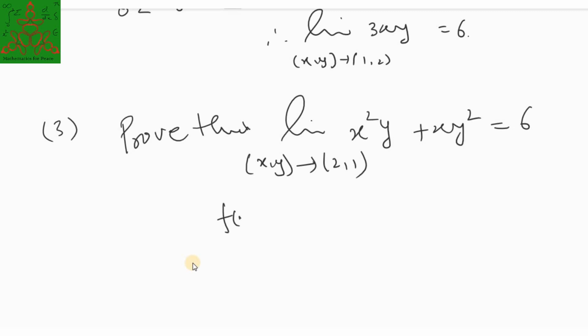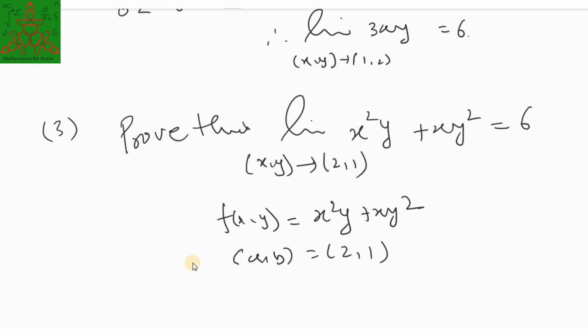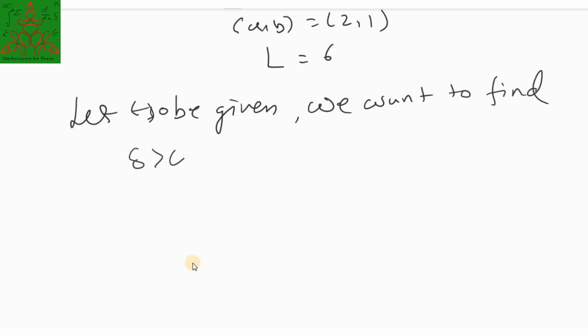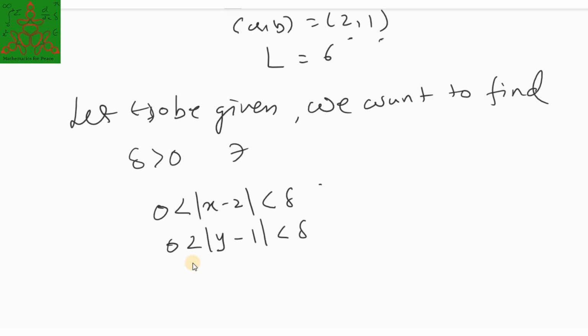So what is the function? That is x square y plus xy square. What will be the point? It will be (2,1), and the limit is 6. Let epsilon greater than 0 be given. We want to find delta greater than 0 such that 0 less than mod x minus 2 less than delta and 0 less than mod y minus 1 less than delta, because your point is (2,1), and these two conditions will imply mod f of xy minus L is less than epsilon.